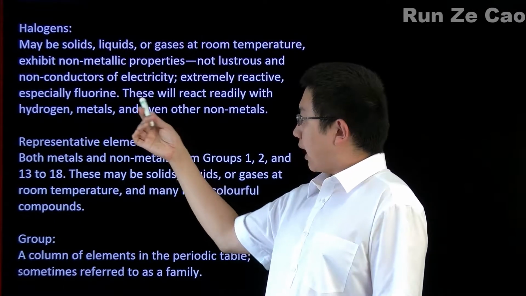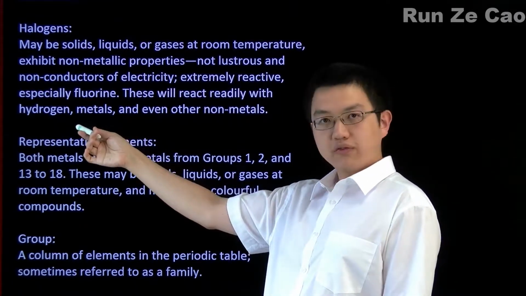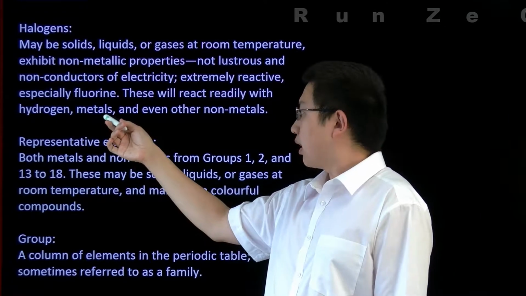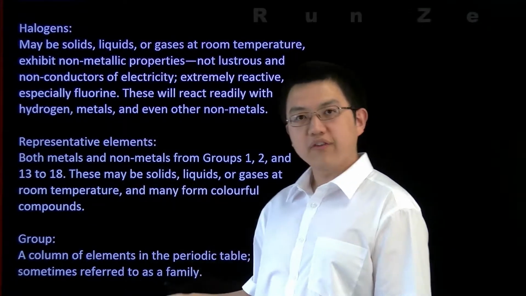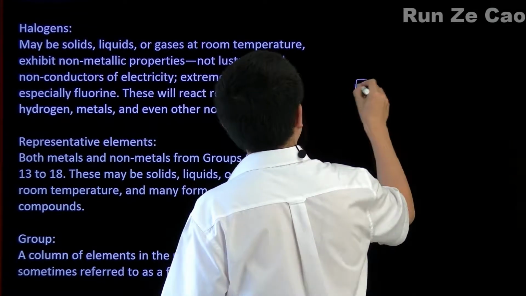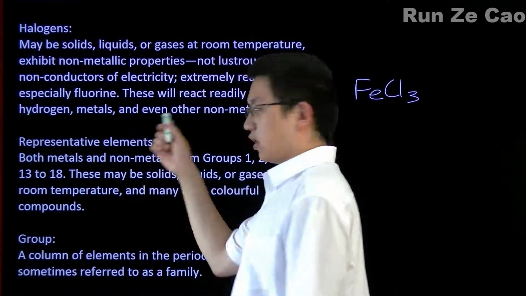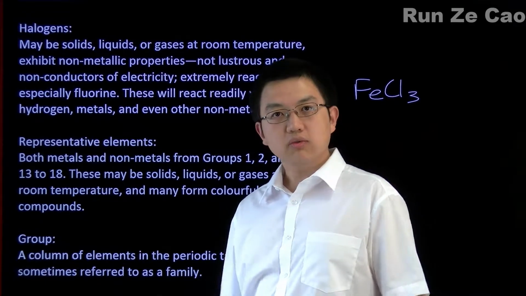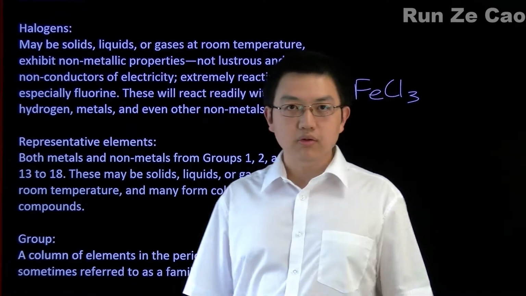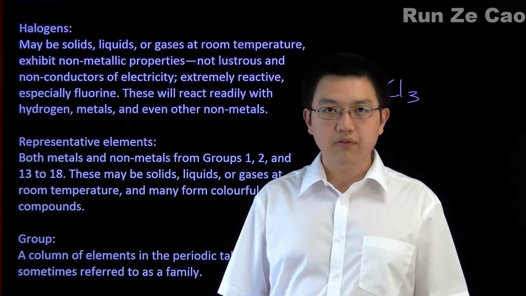Now, all halogens will react readily with hydrogen to form acids, metals to form stuff like FeCl3, and even other nonmetals, which is why chlorine gas was used as the first poison gas back in the First World War.